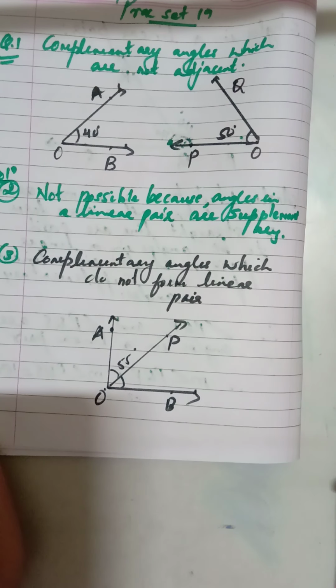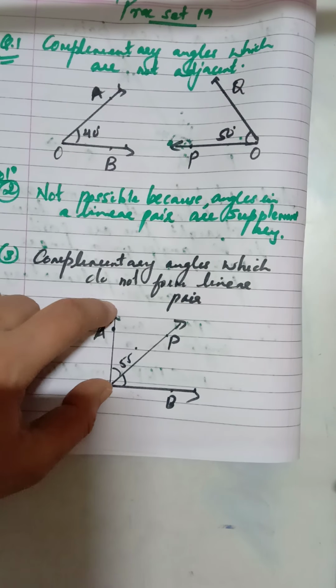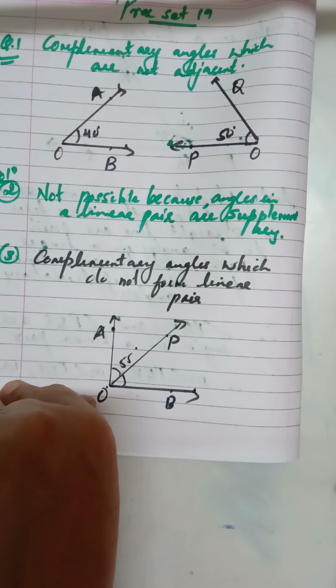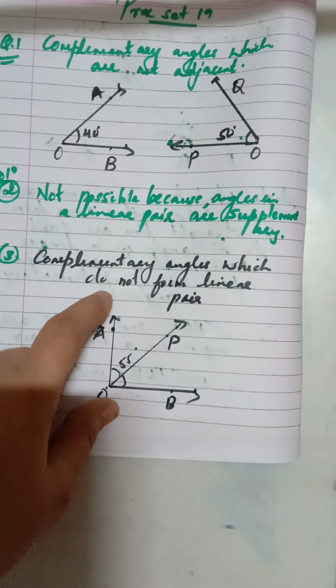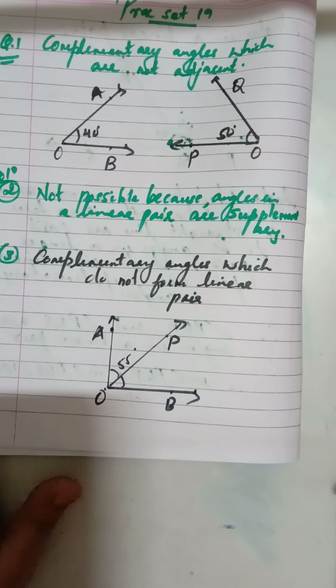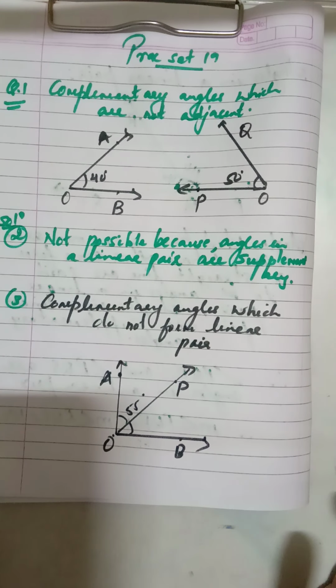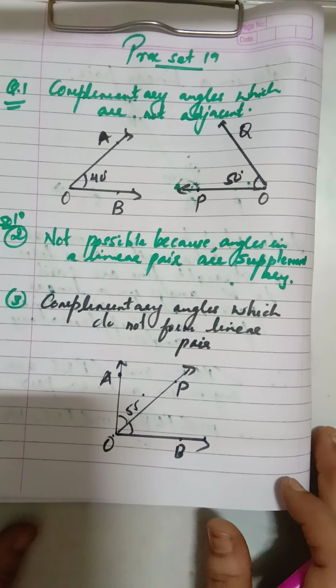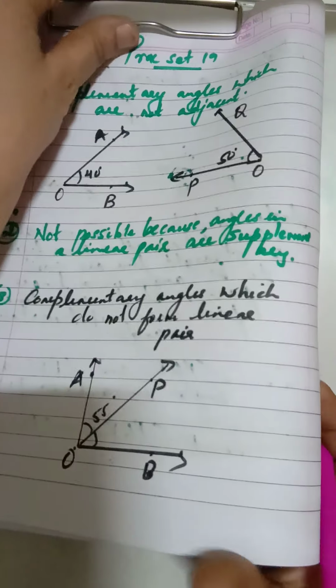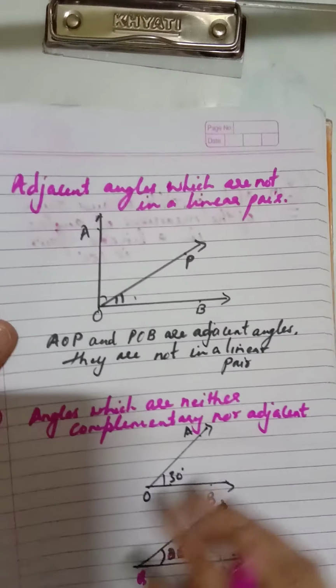You can see there is no linear pair because this arm had to be straight. If this arm was straight, then it would form a linear pair. But since this arm is not straight, it is not forming a linear pair. Clear? So now just draw all the three figures in your class book. Now let's move to the fourth question.